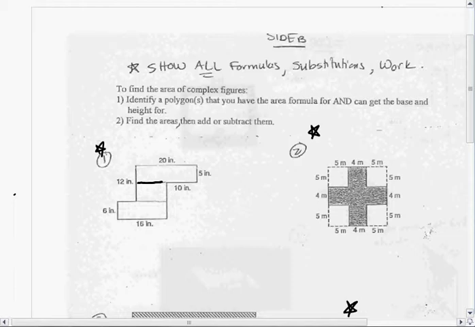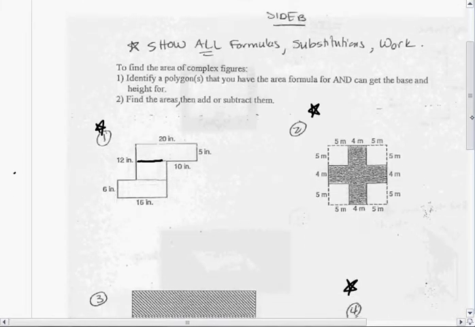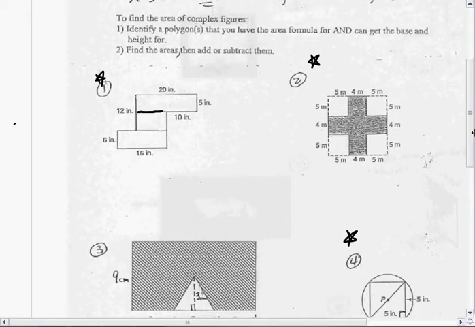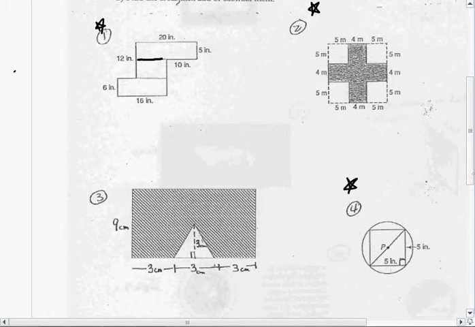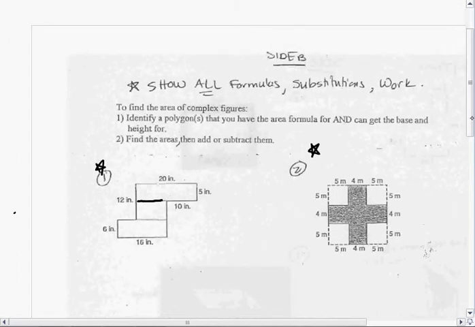In number 1, I've got a series of rectangles that are forming that pentomino type figure, that Z shape. In number 2, I have a square with a cross shaded out in the middle. And in number 4, I've got a circle with a square that has been inscribed in the middle. So some combinations of shapes. For all of these figures, I'm either going to be adding up a bunch of areas or taking a couple of areas and subtracting them from each other. And we'll talk a little bit about whether I'm adding or subtracting in each case.